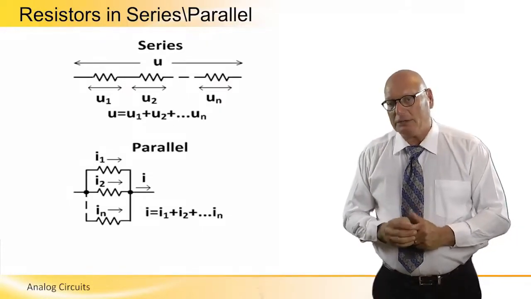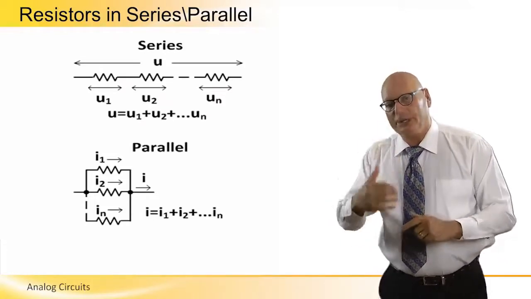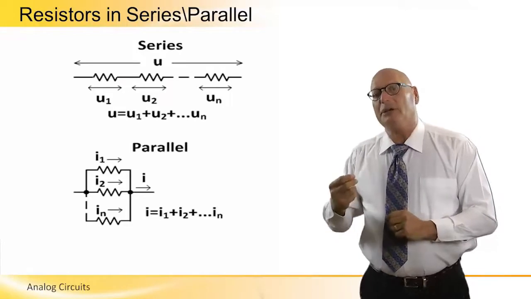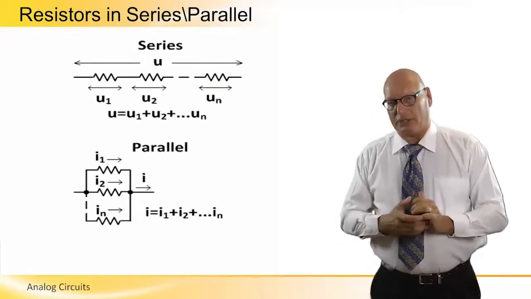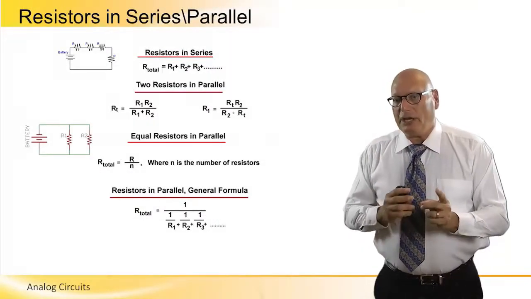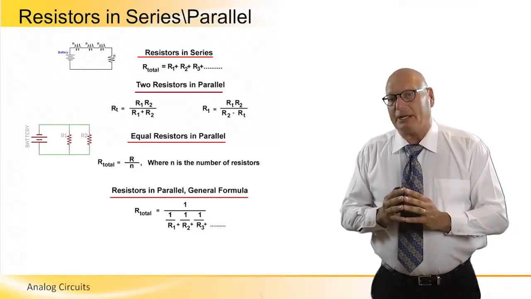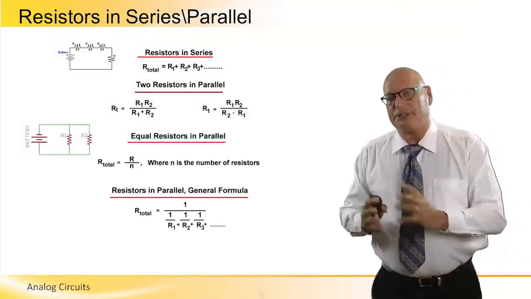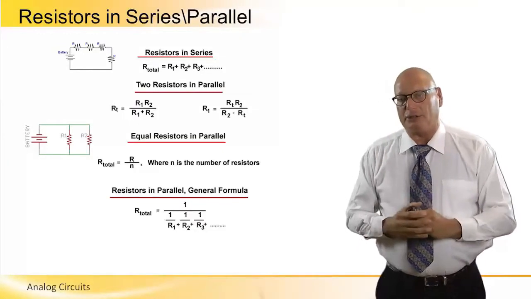In parallel, I1, I2, all the way down to IN, the input current is identical to the output current, which is the summation of all the currents. And here we have another type of summary of resistors in series and resistors in parallel using different formulas for how to calculate them.